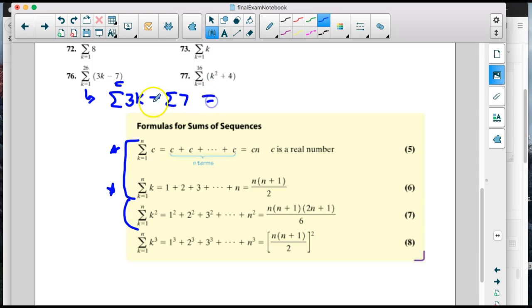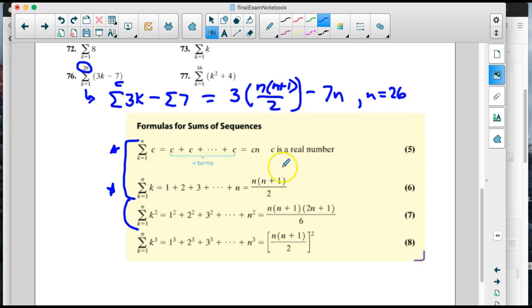Alright, so using the formulas, 3k is 3 times this value. So we're going to have 3 times n times n plus 1 over 2. That's going to be our 3k, and then we're going to have minus c, which is 7 times n. So this is c, so it's 7n for the second part. So we have this, and we just have to figure out what n is. N happens to be this number right here. This is n. So we're just going to plug in n equals 26 in this formula.